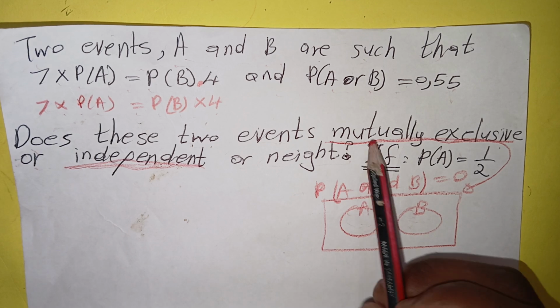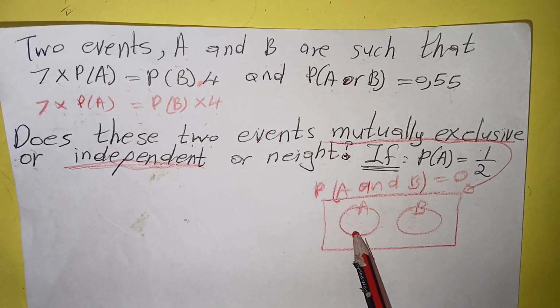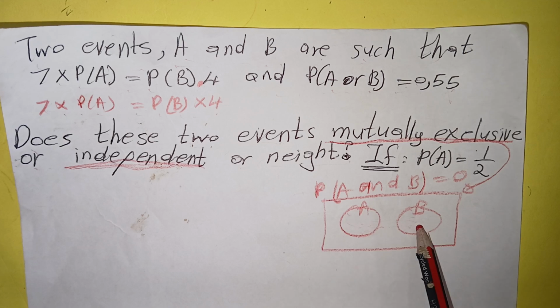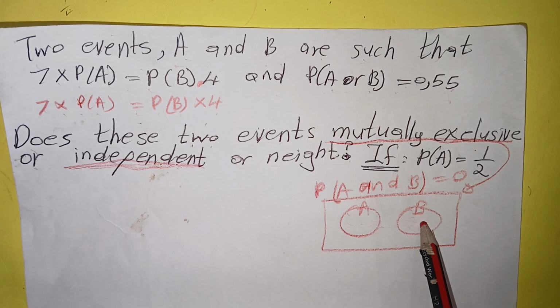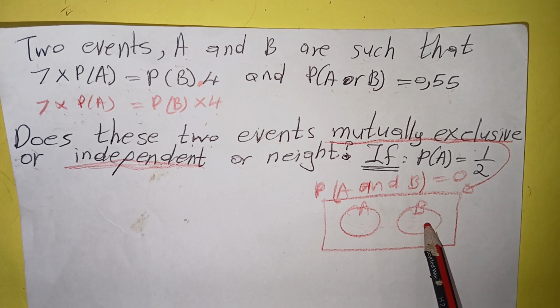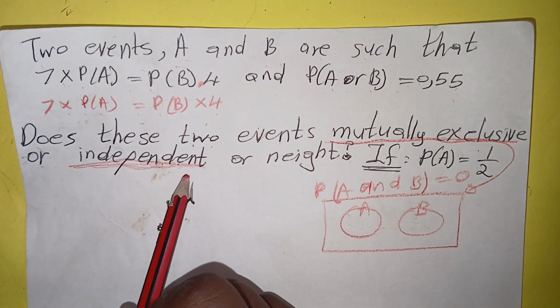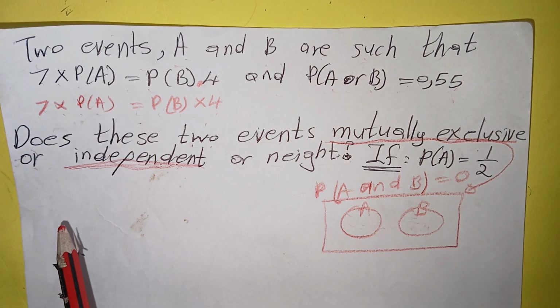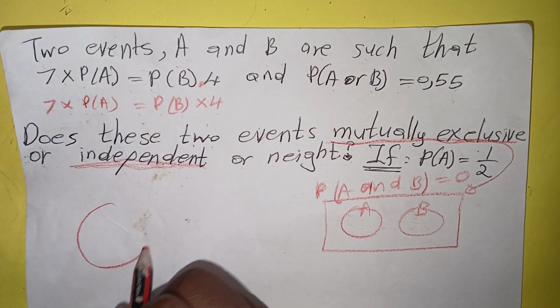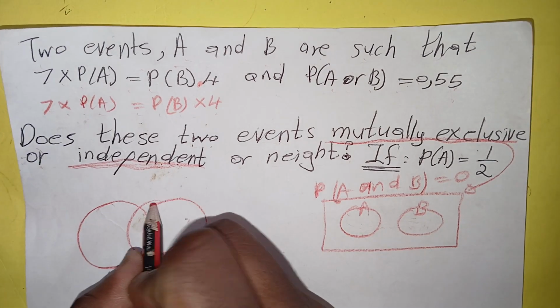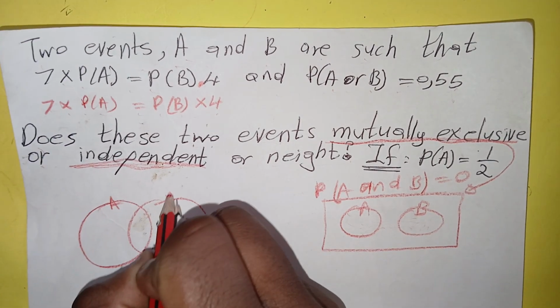So mutually exclusive means two events that cannot occur at the same time. Do you understand? Yeah. So what about independent events? When they talk about independent events, these are events which are not dependent on each other.